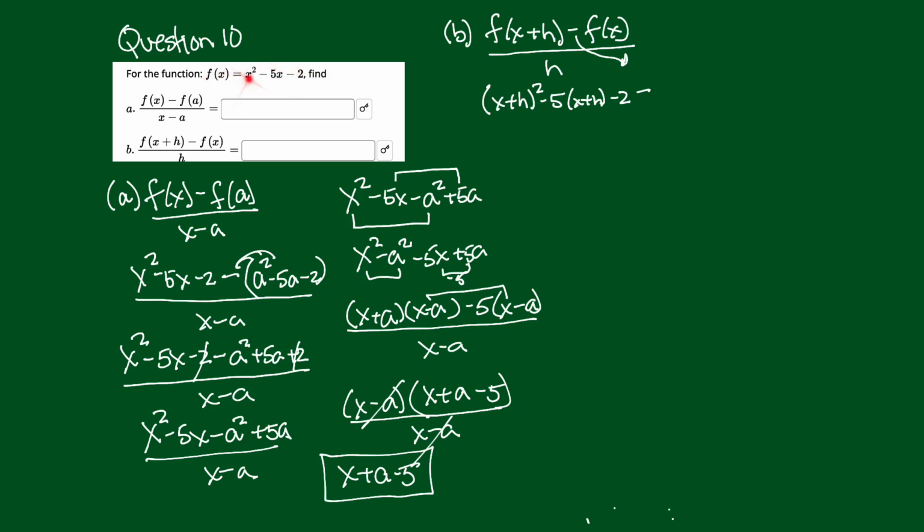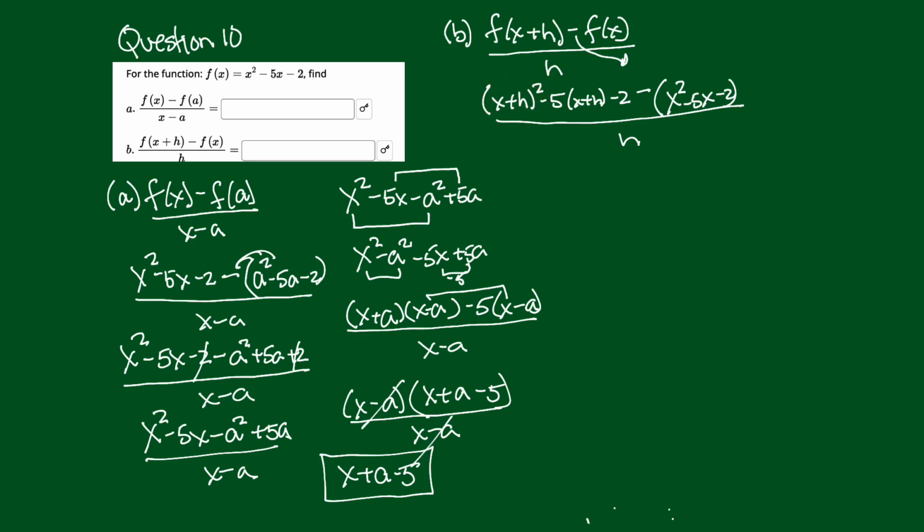Now here's f of x, right? F of x is this. F of x is this. So there's more than one term, so use parentheses to get all of it. X squared minus 5x minus 2 all over h. Now let's expand.